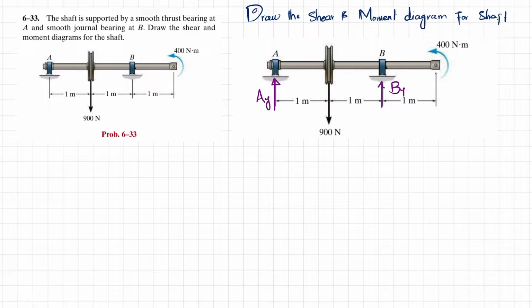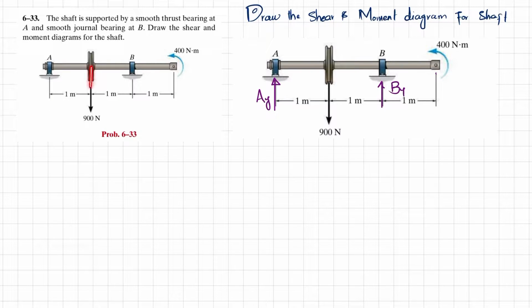Welcome back. Problem 6-33. The statement is: the shaft is supported by a smooth thrust bearing at A and a smooth journal bearing at B. Draw the shear and moment diagram for the shaft. You can see this is the shaft and there is a smooth thrust bearing at A and a smooth journal bearing at point B.